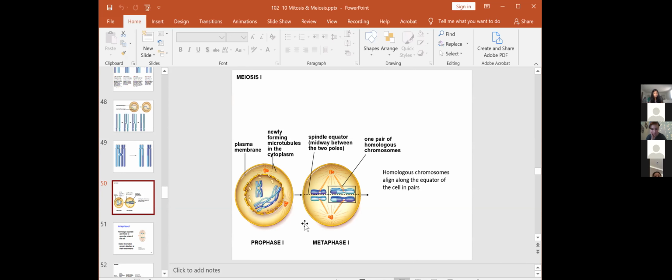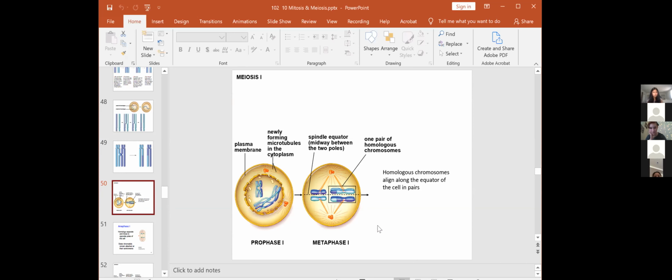Notice again, the author is trying to make things as simple as possible. They only show crossing over on the big pair of chromosomes. They should also have shown it on the little pair of chromosomes. Every pair of chromosomes will cross over during prophase 1 of meiosis.